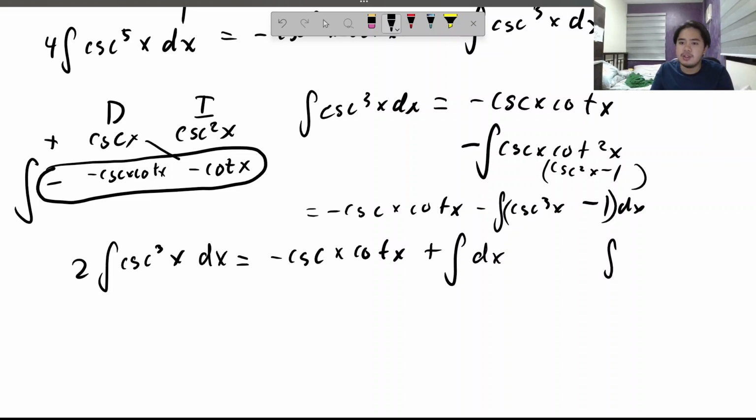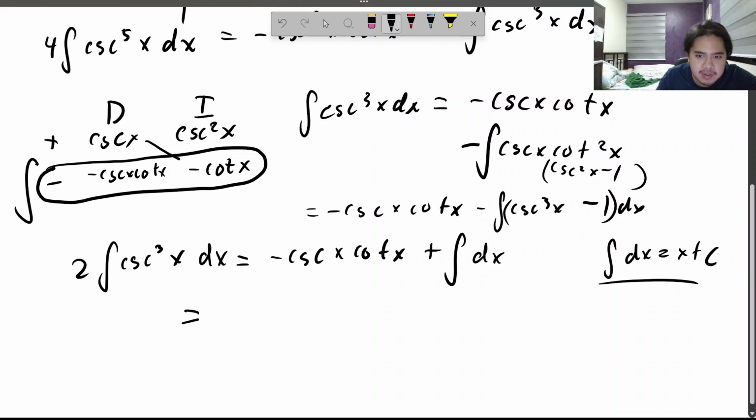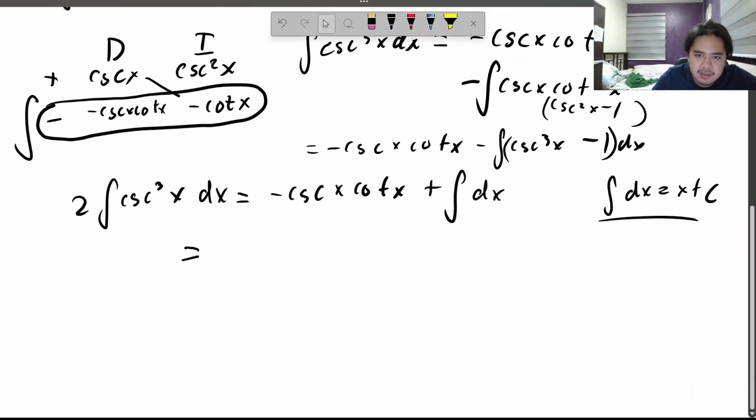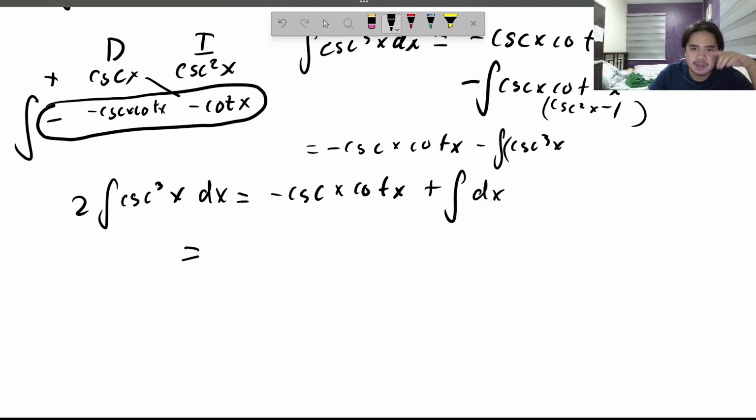Now, if you don't know, the integral of dx is equal to x plus c. Yeah, it's just x plus c. Oh no, wait! Sorry. This actually becomes cosecant. I'm too deep into this. This is not the x, this is cosecant. I thought it was wrong.